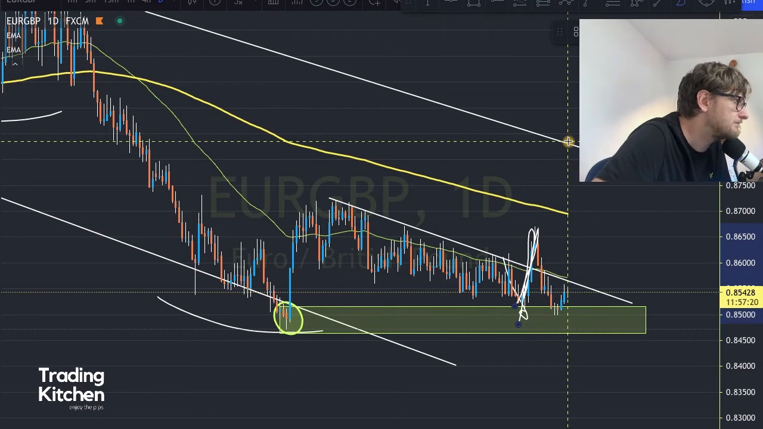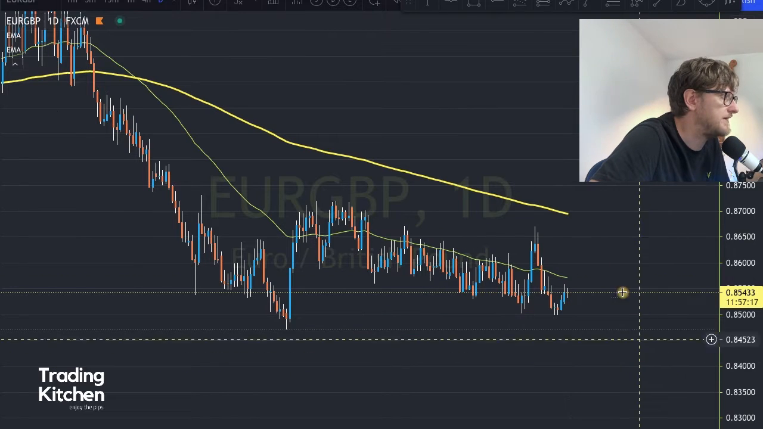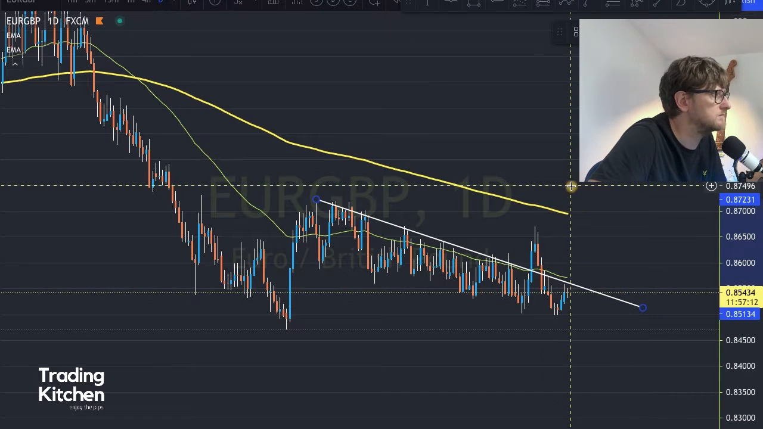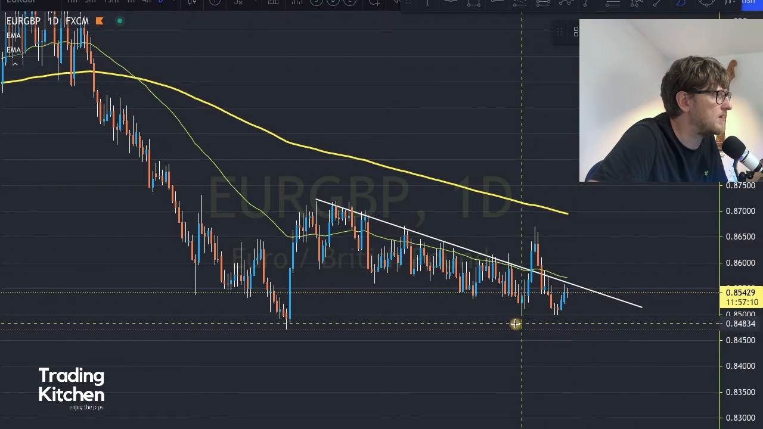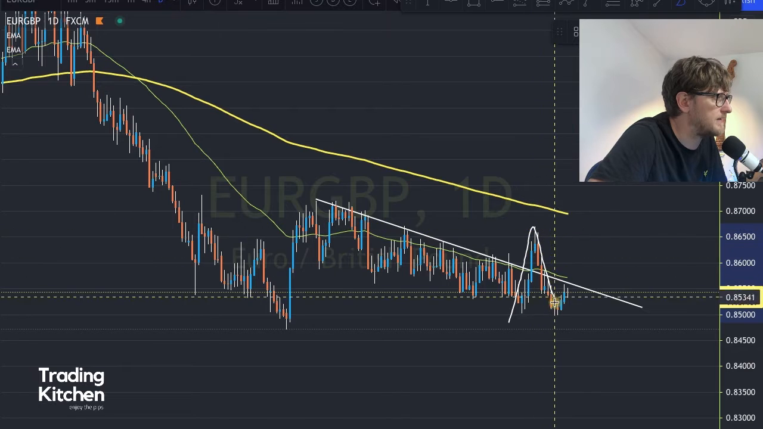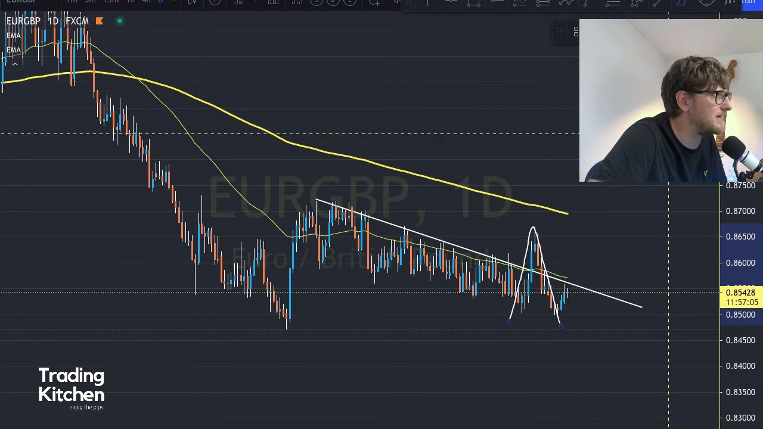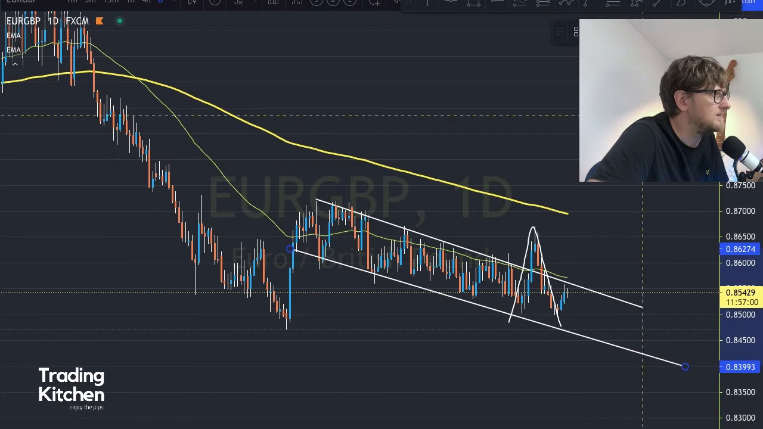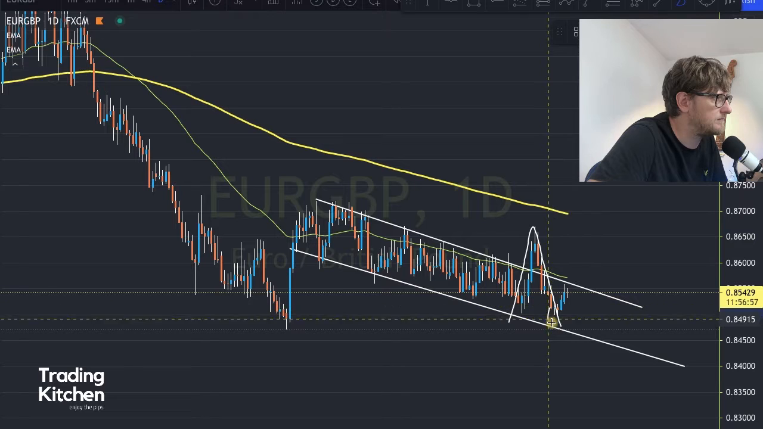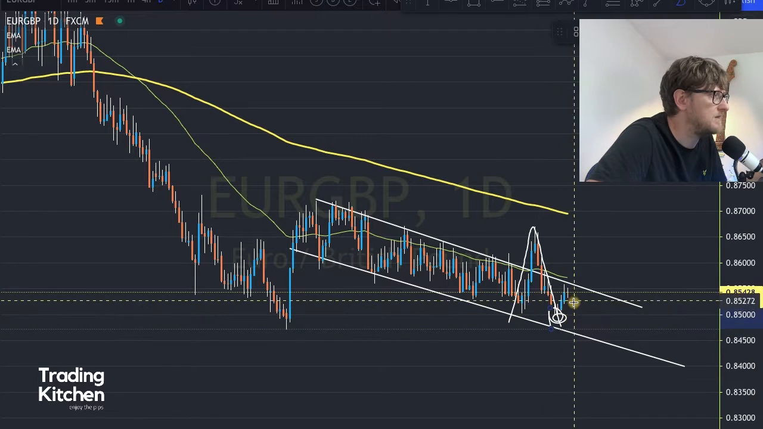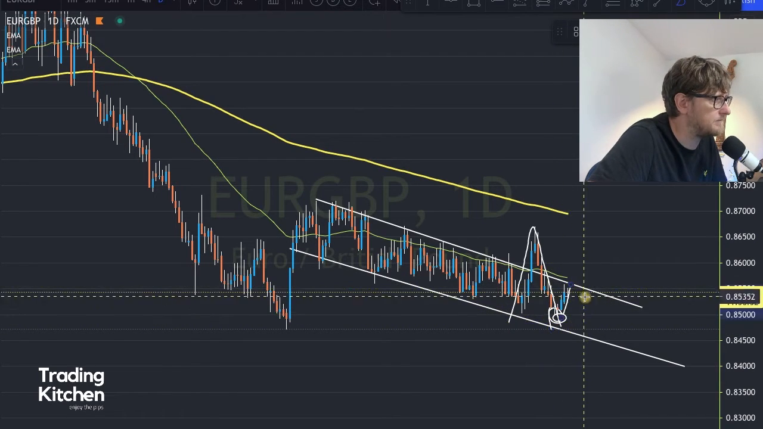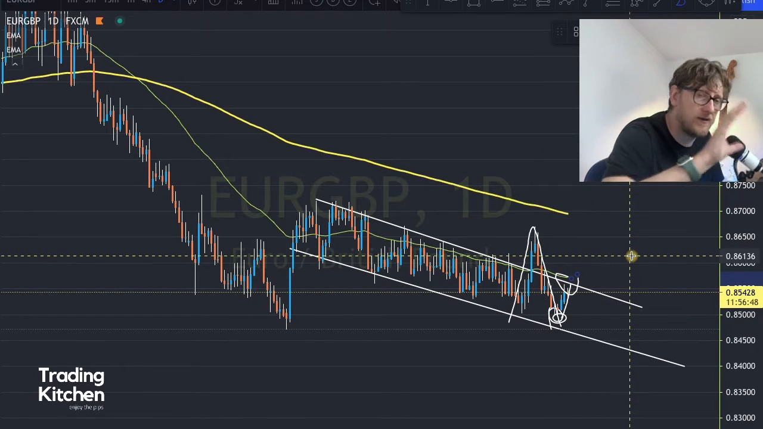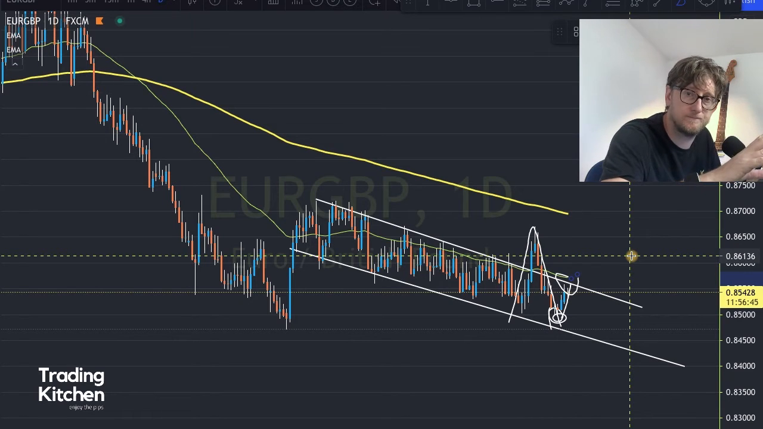Okay, but what did price do? So this is the trend line, and then you can see price turned back inside this channel, took liquidity here, and went up to touch this trend line again. And here I open my short.